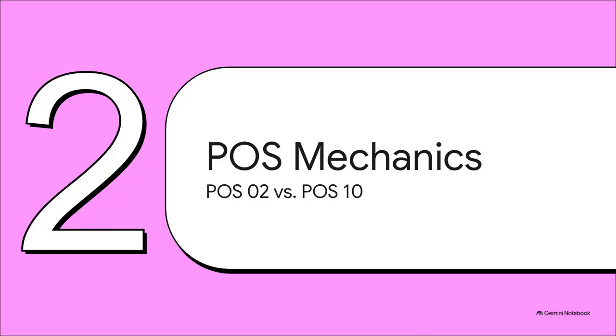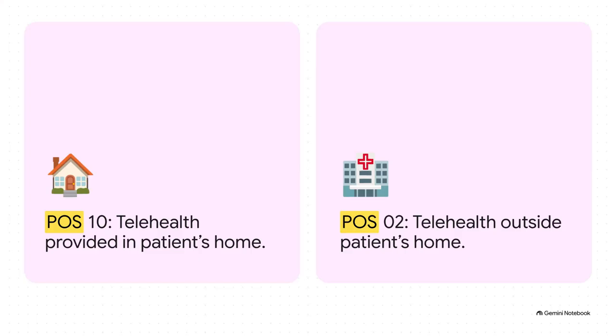Moving right along to Section 2, Place of Service Mechanics, POS 02 versus POS 10. Think about this. Where is your patient sitting right at this exact moment? If they're chilling on their couch at home, you use POS 10. But if they're taking your call from their office on a lunch break or maybe at a local clinic, you have to use POS 02.